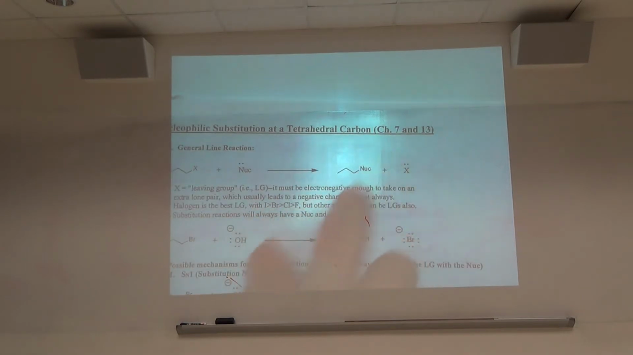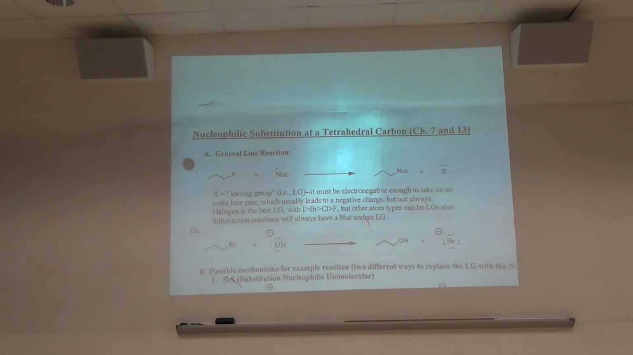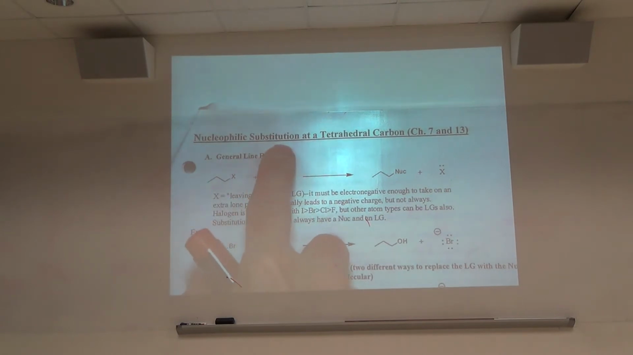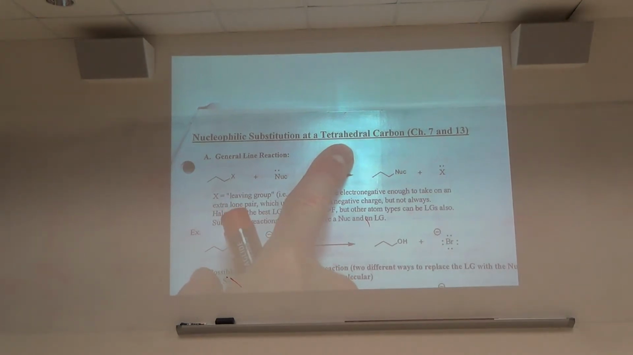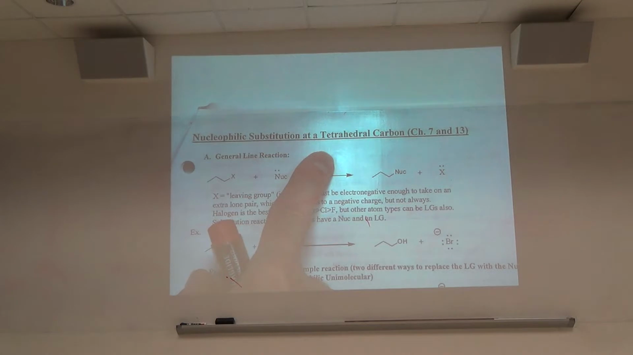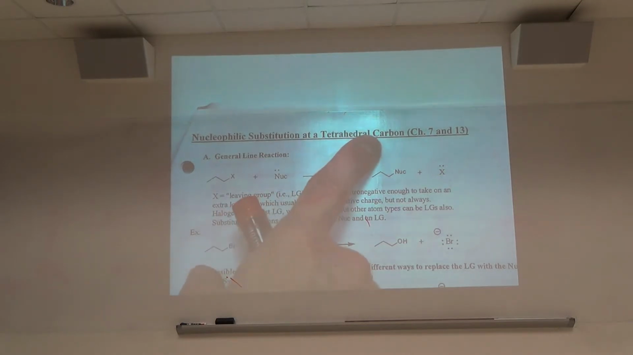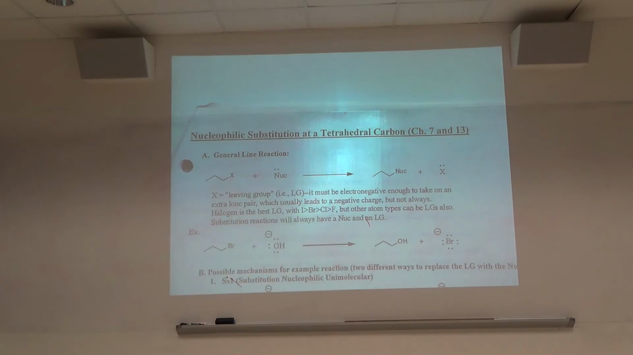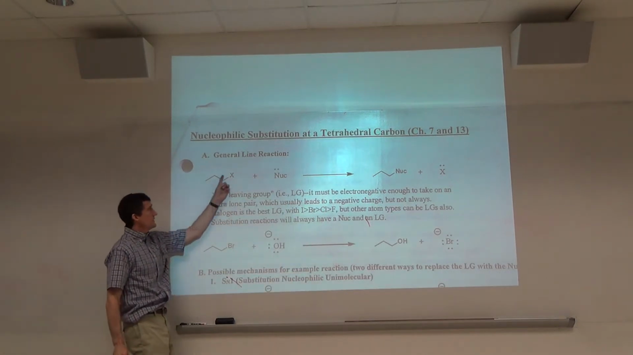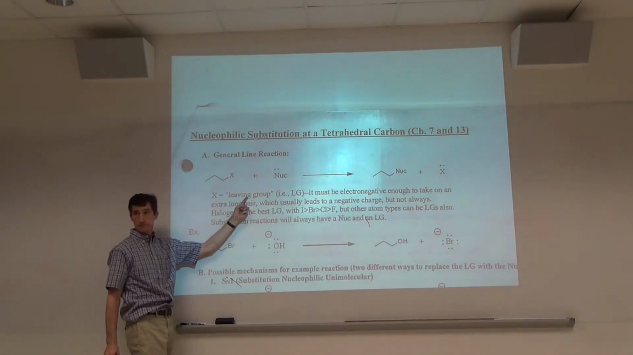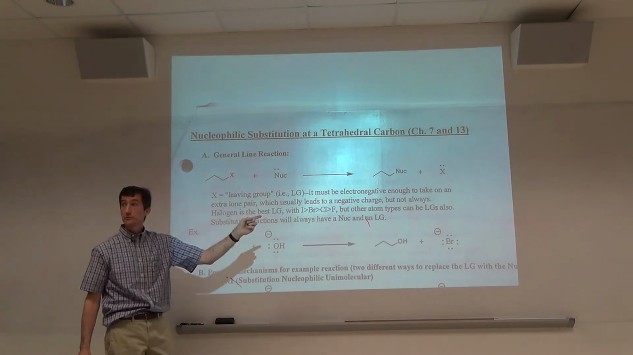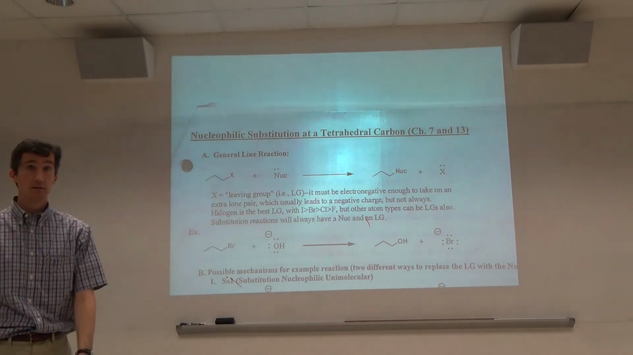We're in chapter 7 and 13, textbook. The title, nucleophilic substitution. At what type of carbon? Tetrahedral carbon, which is a saturated carbon with 4 bonds, right? You don't do this chemistry at an sp2 carbon, alkene carbon. Okay, there you go. General line reaction for substitution. Some type of carbon framework, it's organic chemistry with a leaving group. We've mentioned that before. What does a leaving group do? It leaves. Takes electrons with it.